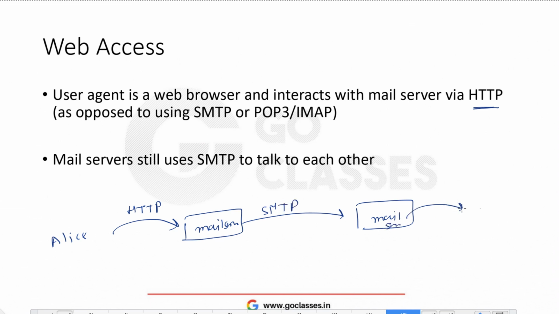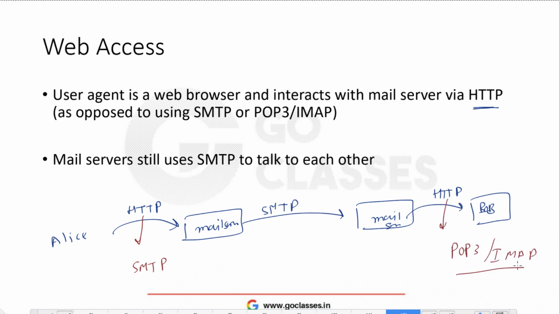But from this mail server to Bob's laptop, you can again use the HTTP protocol, right? So basically, HTTP is quite a new protocol compared to SMTP and all. So HTTP provides the functionality of SMTP here. Here it is providing the functionalities of POP3 or IMAP. So HTTP provides both of these functionalities. If you want to have web browser access to your mails, then you can use HTTP. But still, the mail servers are using the SMTP protocol.